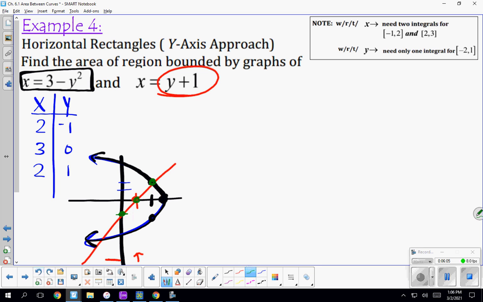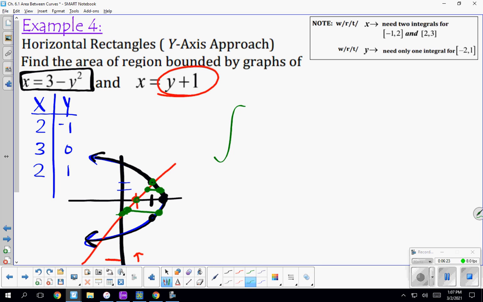If I go with respect to y, I can draw rectangles in a horizontal manner, and I'm going to take the quadratic minus the linear. Even when I'm down here, I can calculate quadratic minus linear. So that's going to allow me to set up only one integral and calculate the area faster.